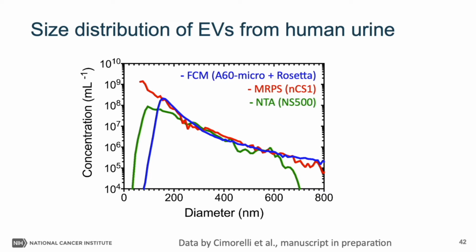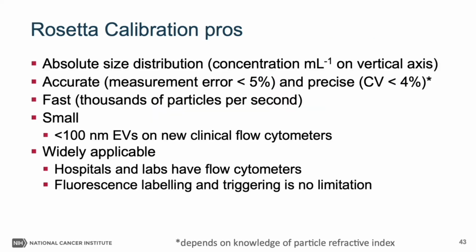All in all, we can conclude that light scattering signals of flow cytometers can be used for sizing submicrometer particles and generally lead to higher accuracy and precision than nanoparticle tracking analysis. The pros of Rosetta Calibration are that you can measure an absolute particle size distribution with number concentration per milliliter on the vertical axis. In addition, with a measurement error smaller than 5% and a CV smaller than 4%, flow cytometry-based sizing is accurate and precise, especially compared to nanoparticle tracking analysis.